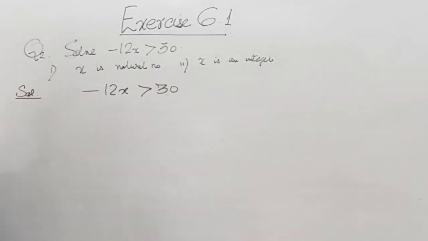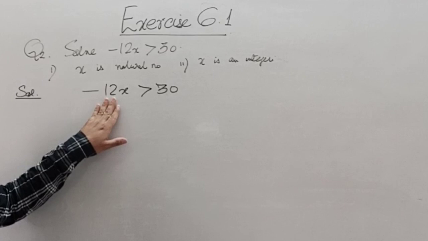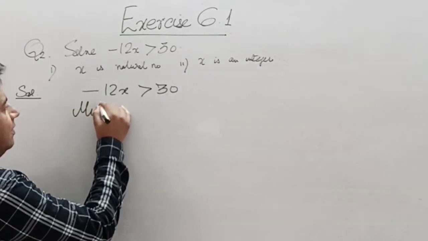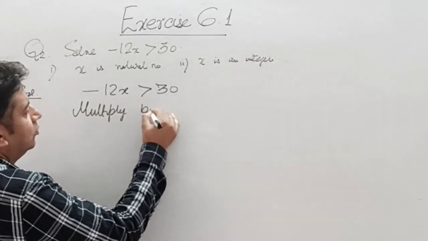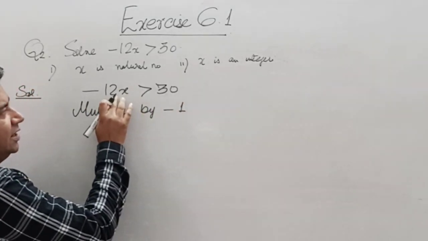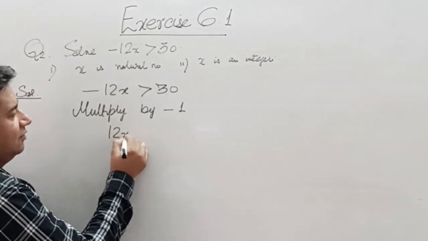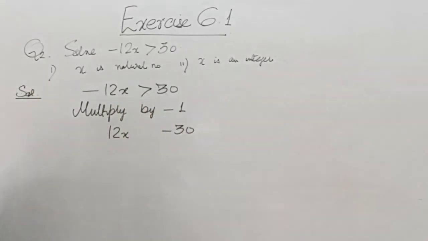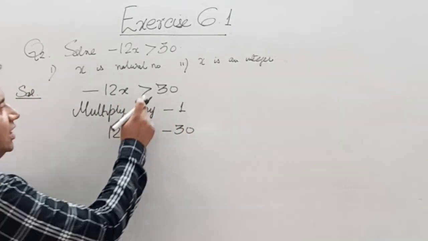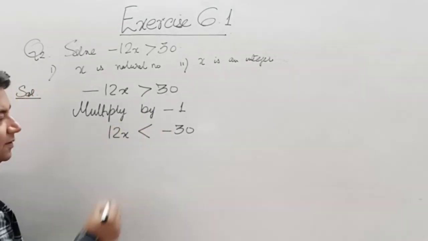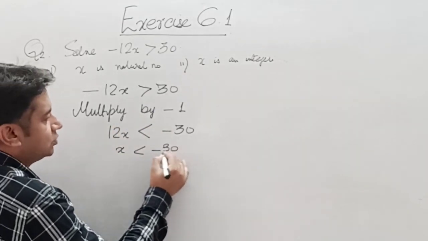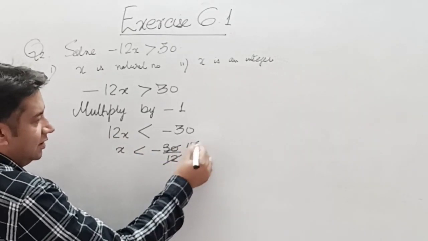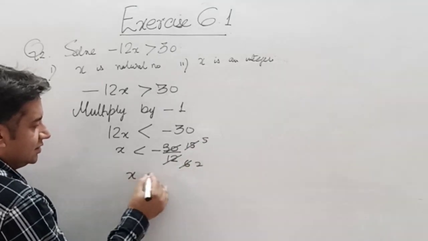Next question is -12x is greater than 30. Here there is a negative sign on the left hand side. In order to make x positive, what will you do? Multiply by -1 both sides. If you multiply -12x by -1, it will be +12x, and here it will be -30. And in case of multiplication with -1, the sign of inequality changes.